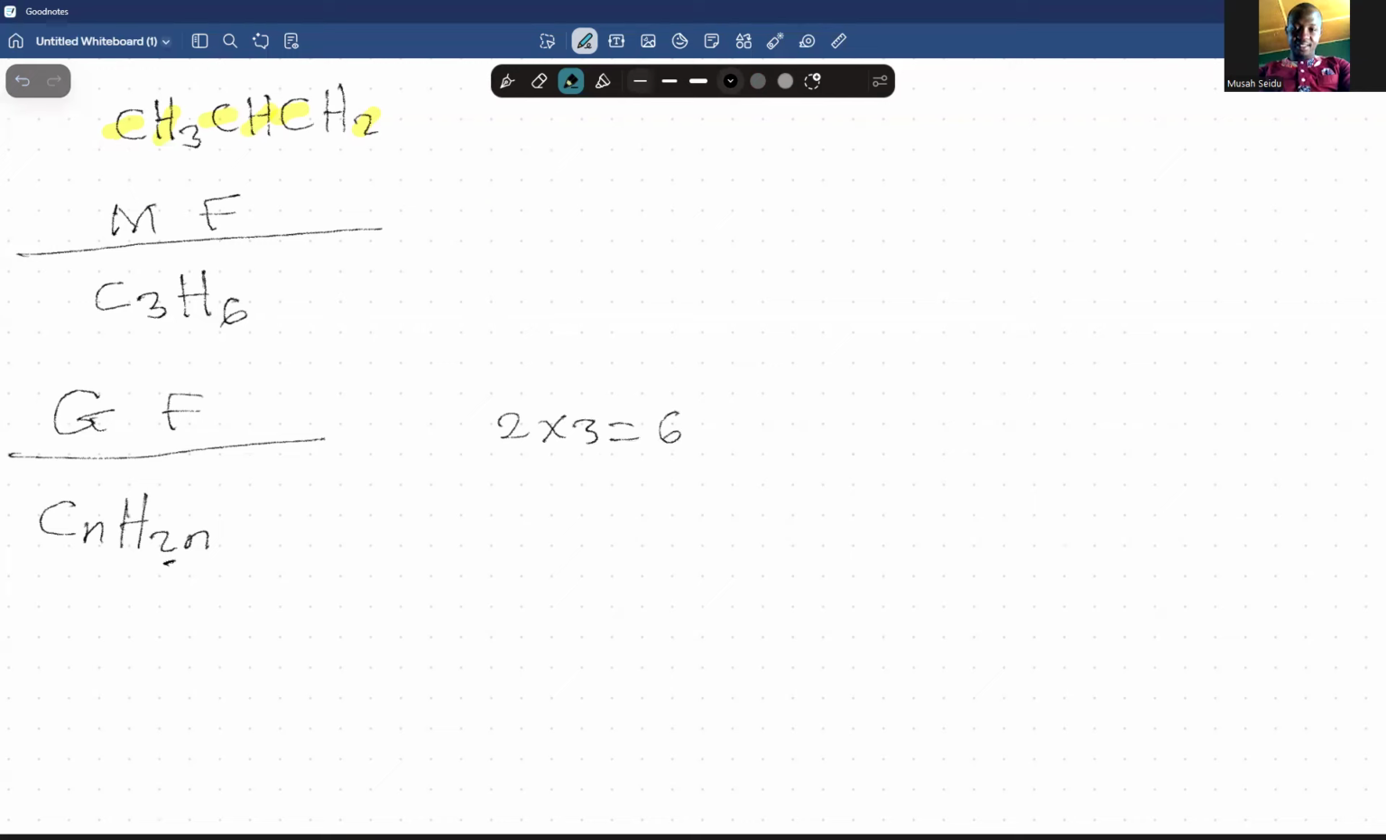Then I have to check this 6 with the number of H I have. If it matches, then I maintain the formula. If it doesn't match, then I need to ask myself, what do I do to get the number of H I have? Now, in this case, it matched. I got 6, and I have 6 from the condensed structural formula, or the structural formula. So therefore, this is the general formula of the alkanes.